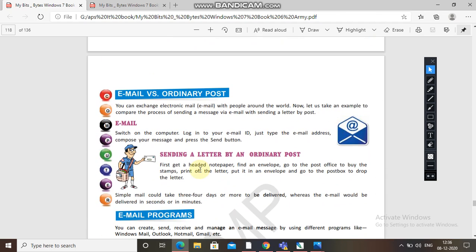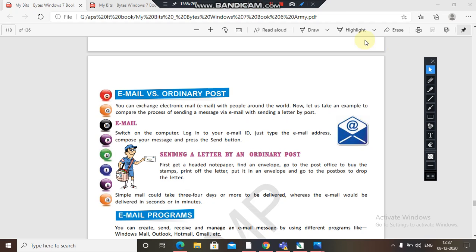Now, email versus ordinary post. If you are sending a letter by post or by email, there is a difference. By post, it is time taking. And with email, just in a second, you can send it to the other person. You just need a login ID, email address, compose your message, and press the send button. In sending a letter, you need a stamp, putting it in an envelope and then keeping it in a drop box. Simple mail could take 3 or 4 days to be delivered, whereas the email would be delivered in seconds.